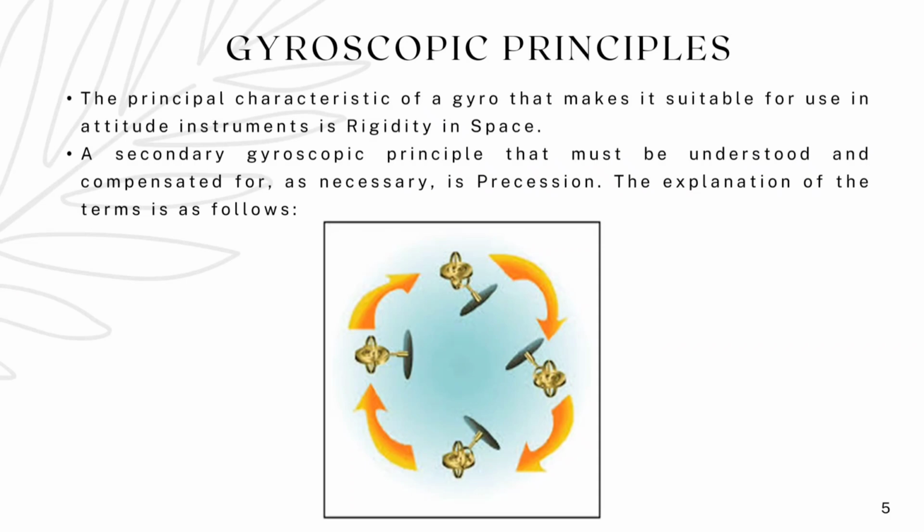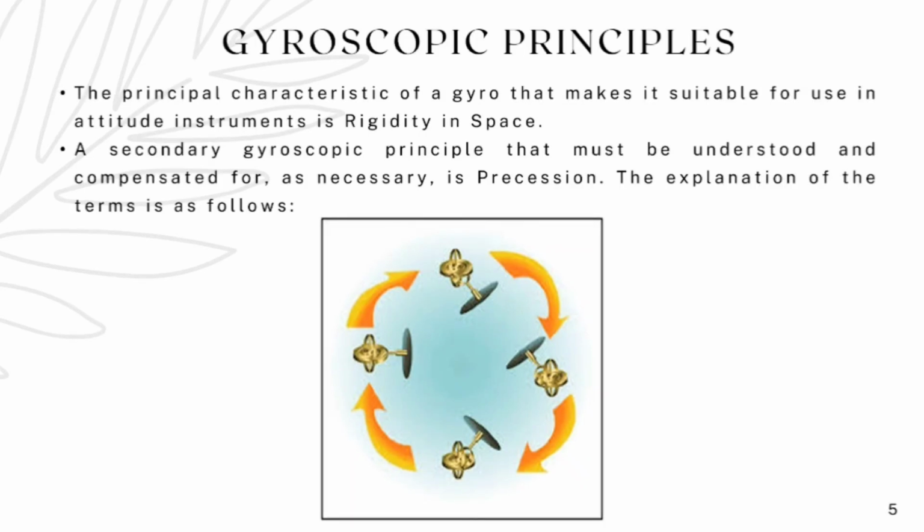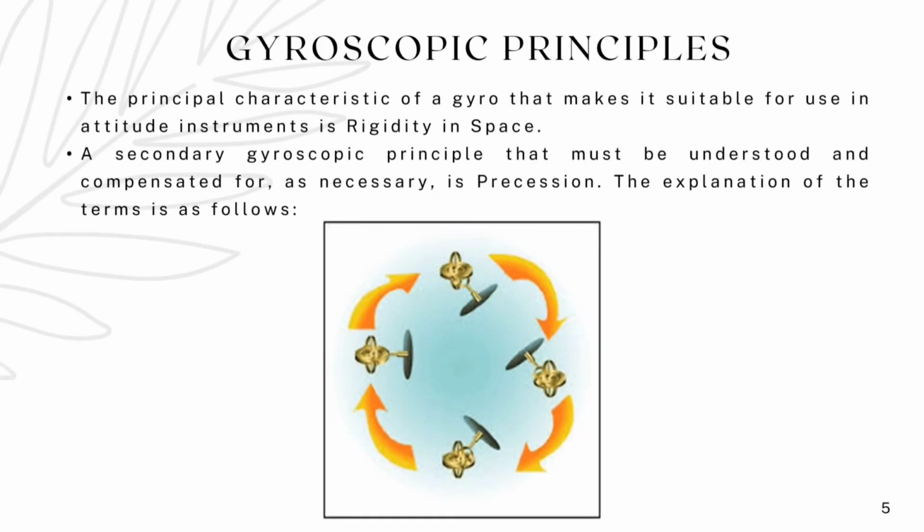The gyroscopic principles. The principal characteristic of a gyro that makes it suitable for use in an attitude instrument is rigidity in space. A secondary gyroscopic principle that must be understood and compensated for as necessary is precession. The explanation of the terms is as follows.